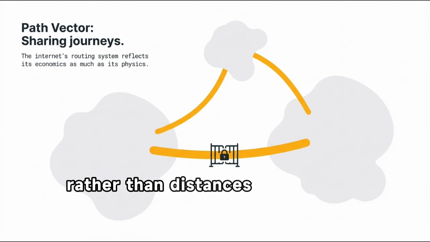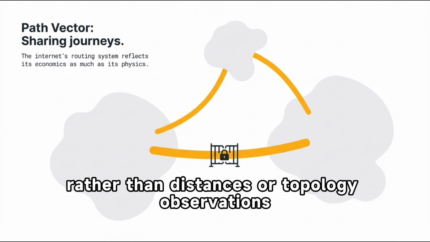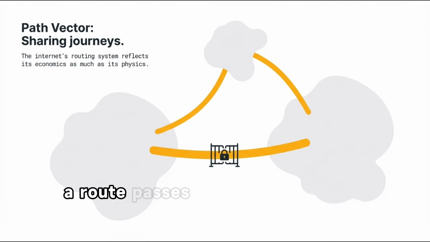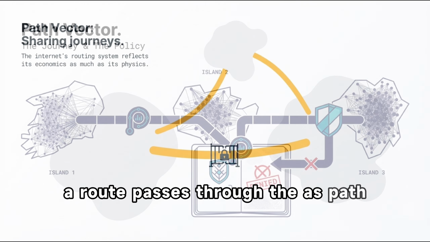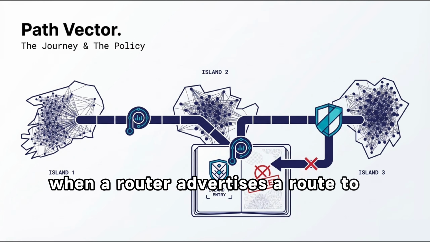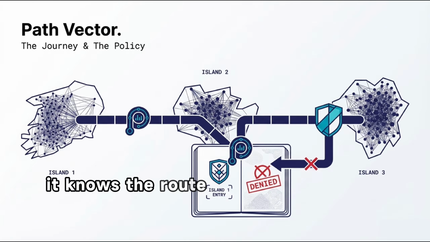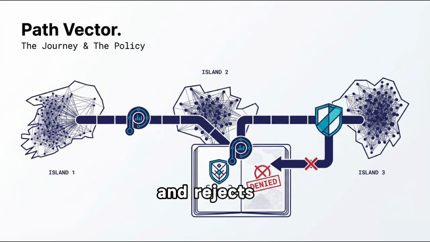Rather than distances or topology observations, path vector protocols share the complete sequence of autonomous systems a route passes through, the AS path. When a router advertises a route to a neighbor, it says, "I can reach this network, and the path goes through these autonomous systems in this order." This AS path serves two purposes. First, it's loop prevention. If a router sees its own AS number in a path advertisement, it knows the route loops back through itself and rejects it.